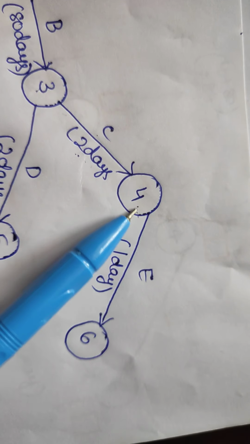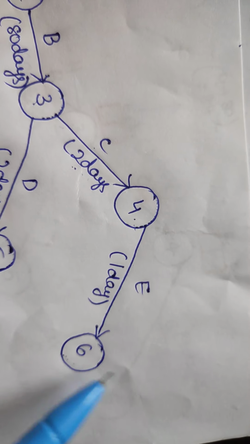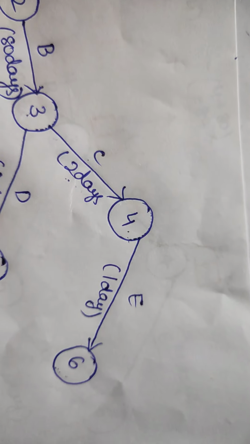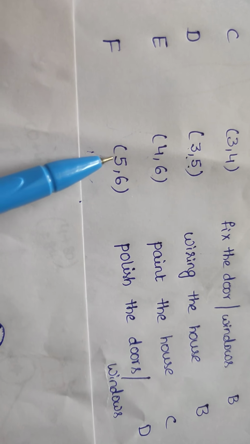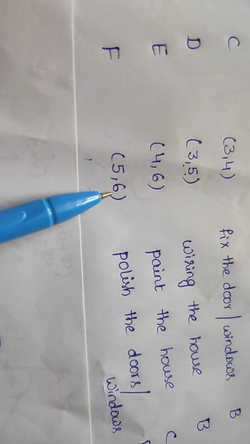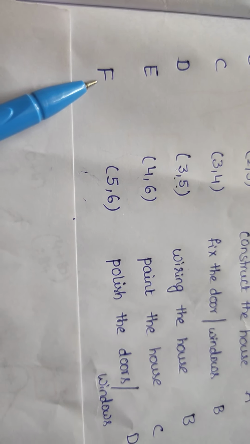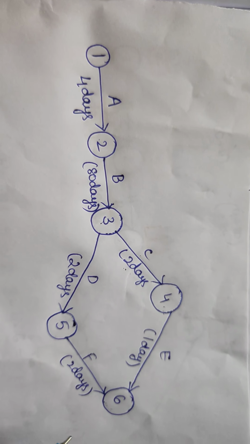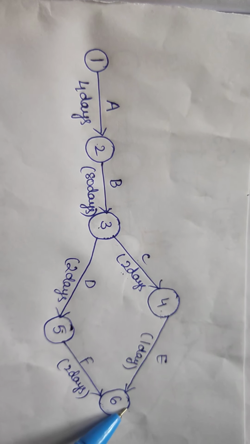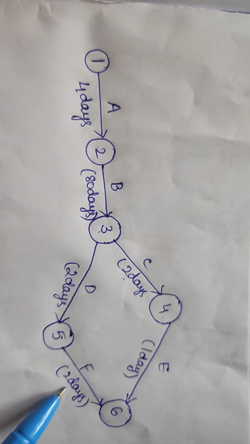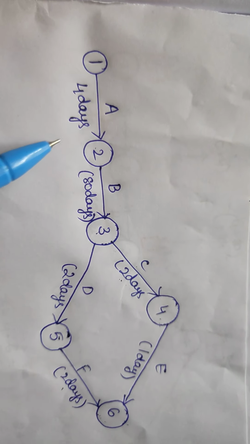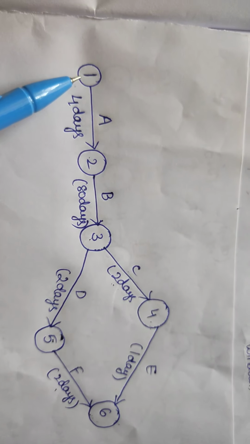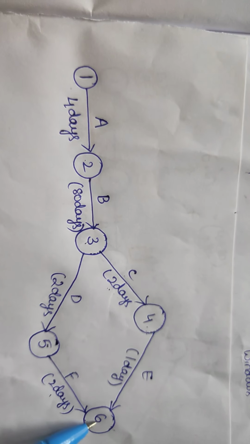Here 4 is the starting one and 6 is the finishing one. Here E is the activity and the amount of time is 1 day. Next, the last one is starting at 5 and ending at the 6th event. The activity name is F. The amount of time taken is 2 days. So as you can see in this network diagram, the event started with 1 and ended with 6.